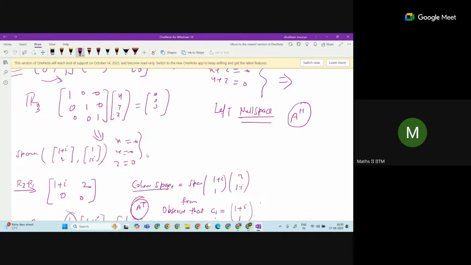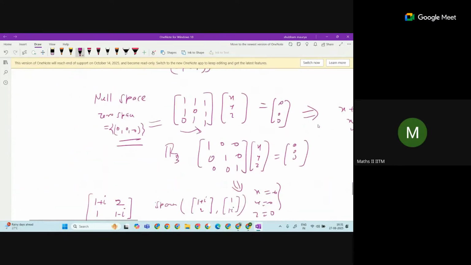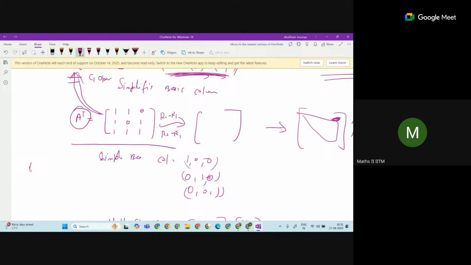But many people have a doubt: in the null space we are doing only the transpose? No. The definition of the left null space says to find the A Hermitian and then find the null space of it. That is your left null space. You see the definition here: the left null space is finding the Hermitian and then the null space. If your matrix is real, then just find the transpose of it. But I got confused with complex numbers.